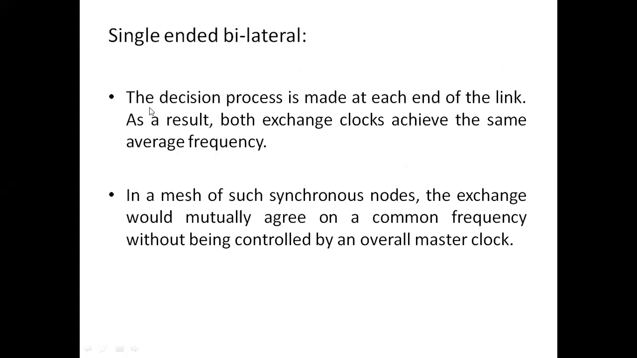Next is the single-ended bilateral system. In this case, the adjustment process is made at each end of the link. As a result, both exchange clocks achieve the same average frequency. Unlike the previous approach, you have two different exchanges, and the frequency adjustment decision is made locally at those exchanges. Unlike before, where one is master and one is slave.